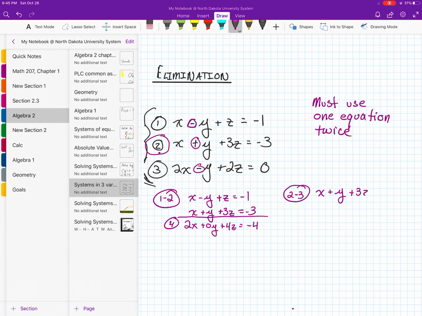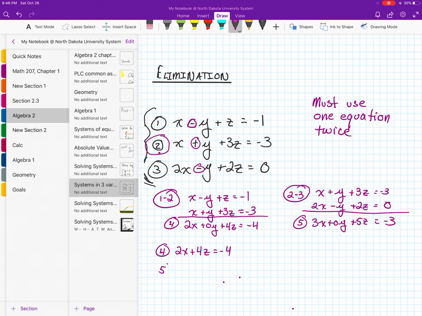So now let's combine equations 2 and 3. I'm going to rewrite both. And we can just straight add these. 3x plus 0y plus 5z equals negative 3. Brilliant. And we're going to call that equation 5. So now we have a new system of 2 equations with 2 unknowns. We have equation 4, which is in simplified form 2x plus 4z equals negative 4, and equation 5, which is in simplified form 3x plus 5z equals negative 3.